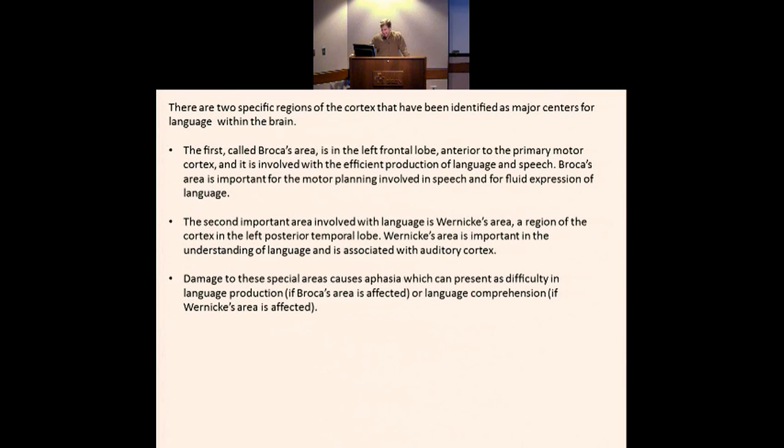The other area is, as I said, Wernicke's area. It's a region of the cortex in the left posterior temporal lobe, and that has to do with understanding of language. If that area is damaged, you can talk fine, make your words sound right, but if you're talking to me, I don't know what you're saying. It's like you're speaking gibberish to me. Those are the two areas I would know what happens if damaged, and I would also know where they are in the brain. Broca's area is in your left frontal lobe, and Wernicke's is in the left posterior temporal lobe.